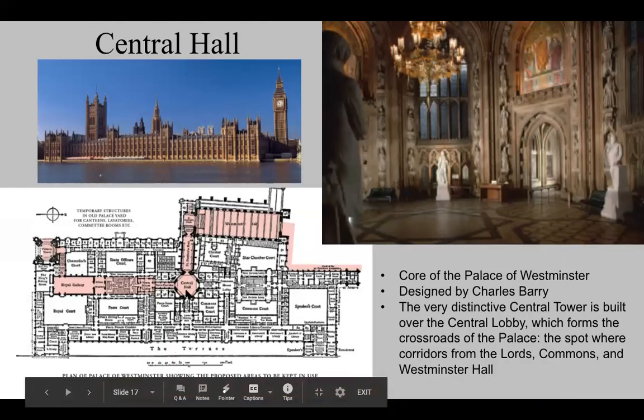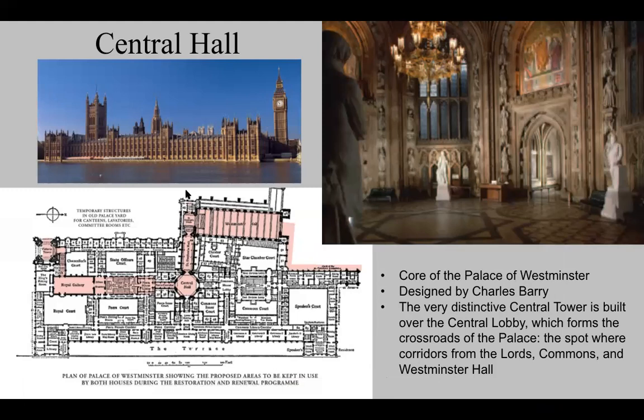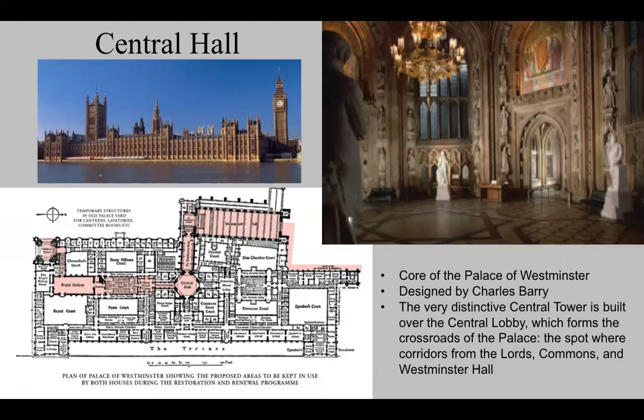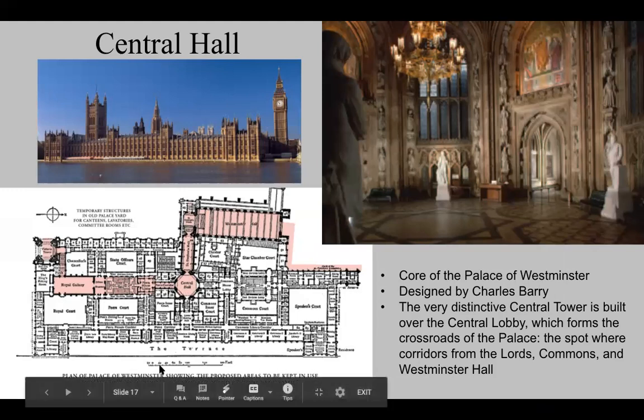So here we go to the central hall. So the central hall is located underneath this tower, right? It's in the very core. And so it was designed by Charles Barry. And this was a way of connecting the House of Parliament and the House of Lords. So that's very much like our Senate and House of Representatives, which are on either side of the hall. So there's hallways that lead to this, and then of course lead to that Westminster Hall, which is that church structure as well.